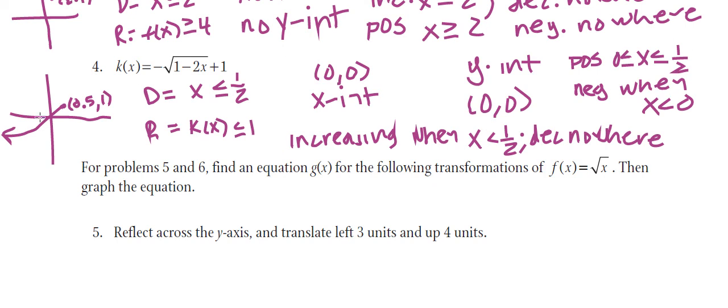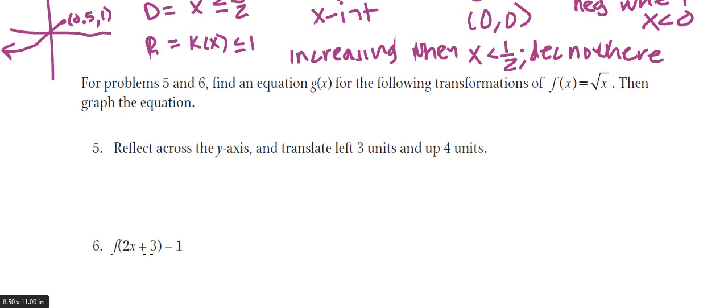And then as x increases here, k of x does not exist. And as x decreases here, k of x approaches negative infinity. So those are those graphs, those manipulations, those key features of those graphs. So if you have questions about any of those, you can reach out.